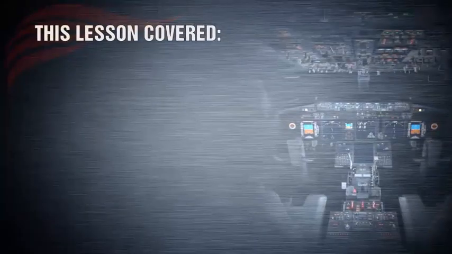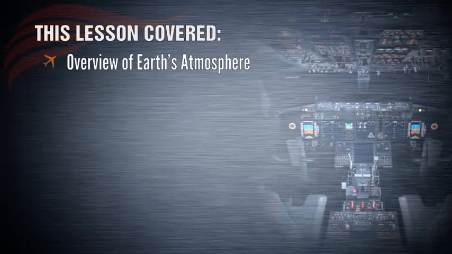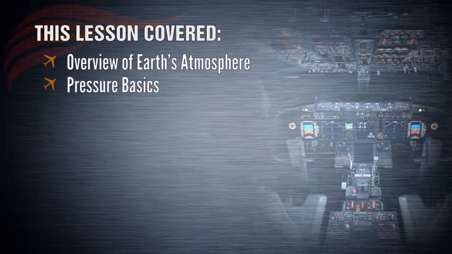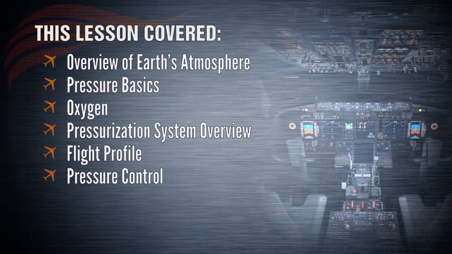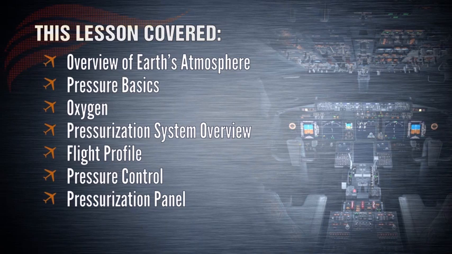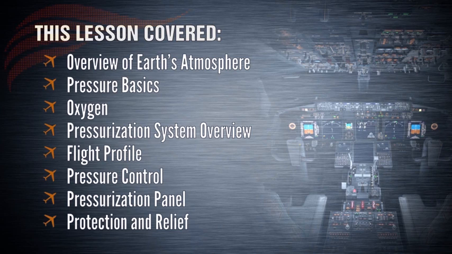This lesson covered the following topics: overview of the atmosphere and its components, pressure definition and measurement, with the United Airlines example, oxygen at different altitudes, the concept of hypoxia, 737 NG pressurization system overview, typical flight profile and flight phases, cabin pressure controllers, CPCs, and pressure control modes, cabin pressurization panel and cabin altitude panel indicators and selectors, pressurization protection and relief, plus a lesson summary. This was the last lesson in the groundwork air system section.